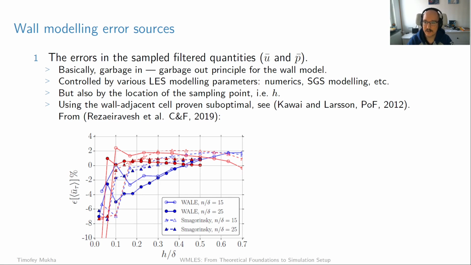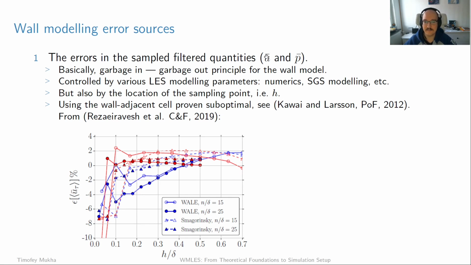And the first error we're going to talk about, it's on the slide now, is basically the errors in the sampled quantities. As you remember, any type of wall model you use relies on sampling some values from the LES solution, right? Typically it's velocity, can also be velocity and pressure, or velocity and pressure gradient, whatever, it doesn't matter. But the point is you have to sample something and that goes in as input into the wall model. And if these are significantly erroneous, then you're not going to get a good output from your wall model. So basically, it's just the garbage in, garbage out principle, right?